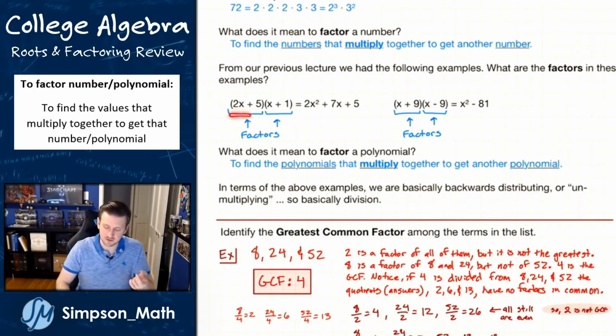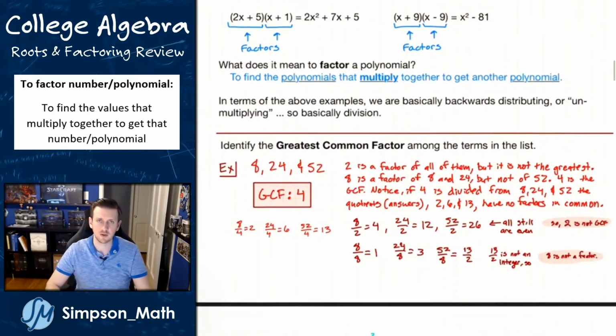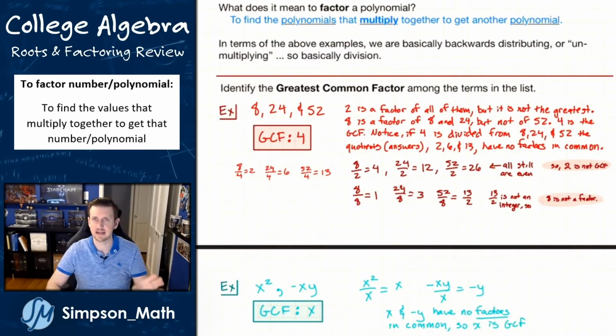But a factor, specifically, if I have two factors, that means I'm multiplying these two things together to produce that polynomial, or to produce that number, or whatever the thing is. So when you think factors, you need to think multiplication and division. So let's identify the greatest common factor among the terms in this list.